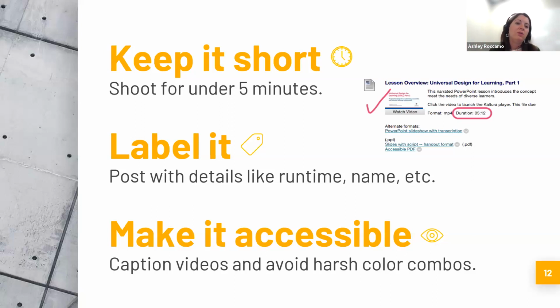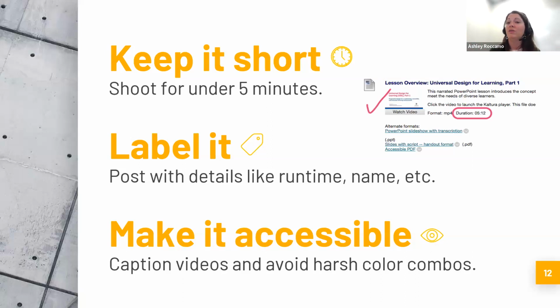A good idea too, in Canvas, when you have a video, is to label it with details like how long this video is, what the name is, what the content is, and what it's going to be like. And you want to try to make it accessible and avoid odd color combos, we can call them. You don't want to necessarily put pink and yellow together, or these clashing, hard to read things. That also goes for a very light color, like a light blue on a white background. It's going to be hard for a lot of folks to read.